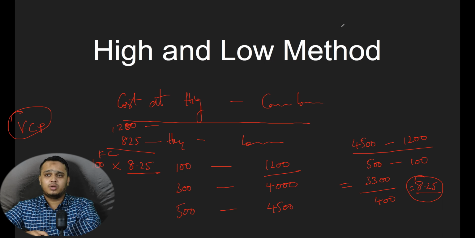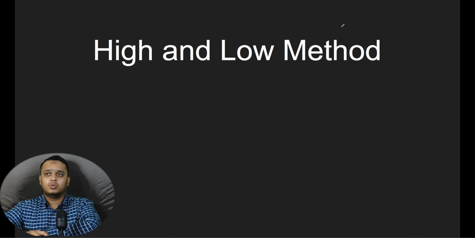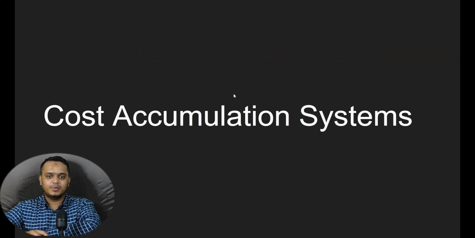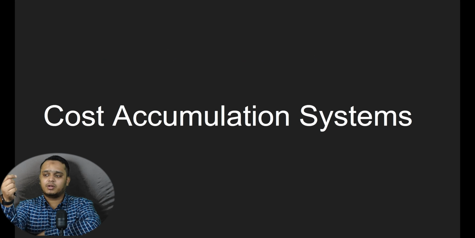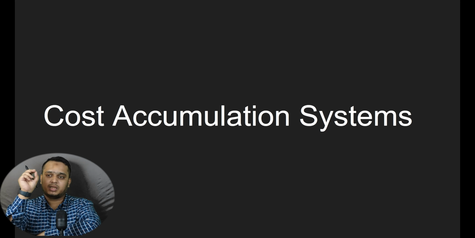Let me just clear this off, and then we move forward towards some really important topic, which is cost accumulation systems. Now, under cost accumulation system, it's pretty clear. We are going to do job order costing, process costing, activity-based costing and life cycle costing. Now, in this, I'm not going to go in depth. In fact, I would be touching those things in an overview manner.